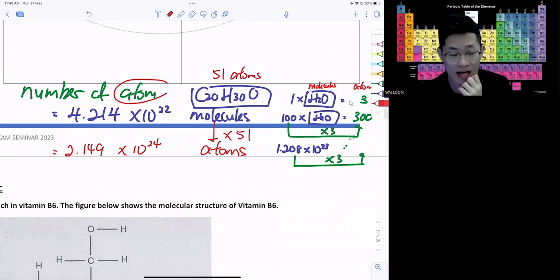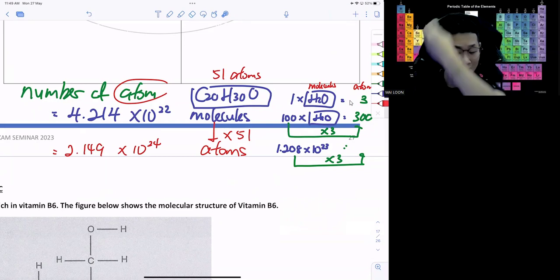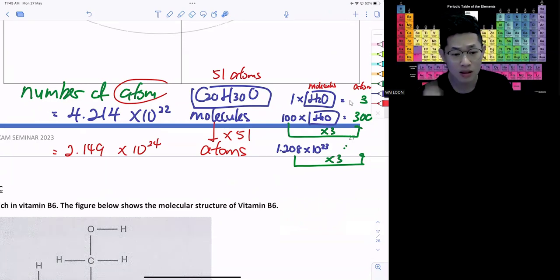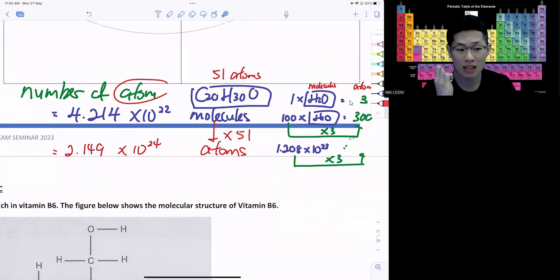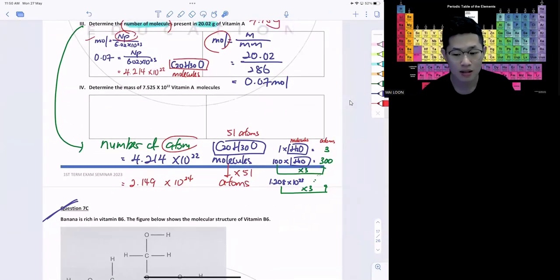If they want a specific type of atom, they only want hydrogen atom, then you times 30. If they want carbon, you times 20. Total, then plus everything up together. Okay, just like that. Okay, continue.